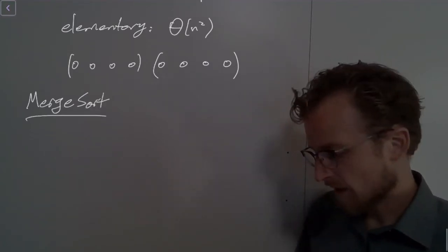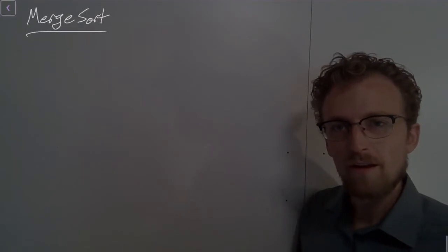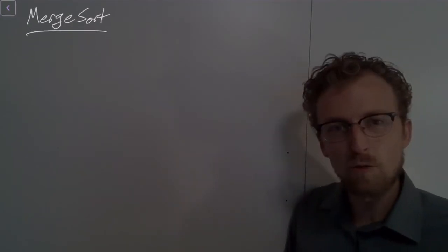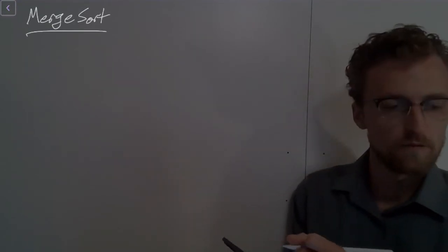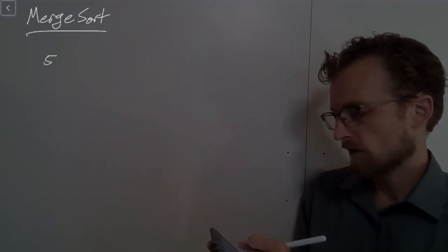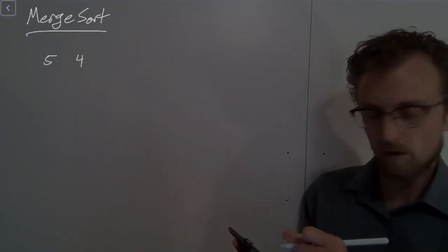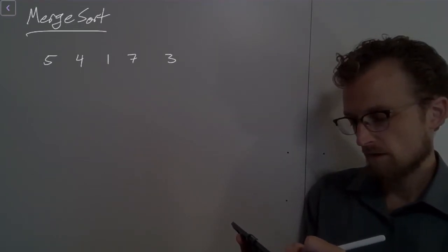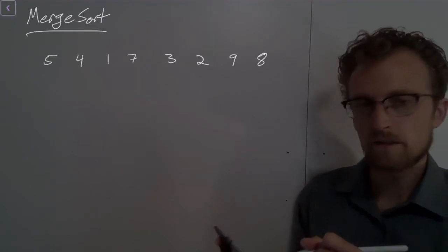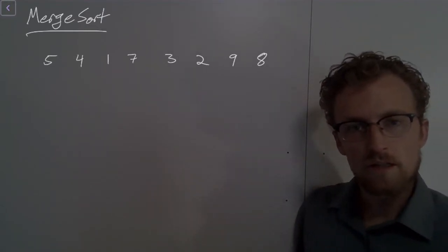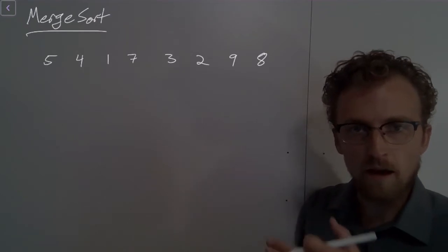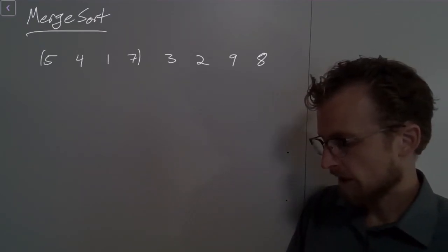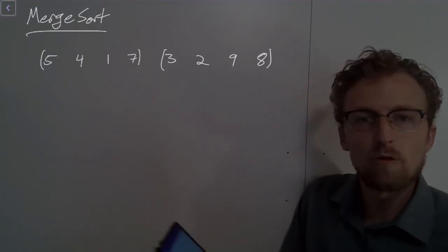As the name implies, the key operation in merge sort is merging. And so this is sorting by merging sorted arrays. Here's the notion. I'm just going to work through one full run of merge sort, just for your benefit. So suppose I have an 8-element array: 5, 4, 1, 7, 3, 2, 9, 8. What merge sort will do is cut this array in half, or as near to in half as it can get. So it'll cut it into these two pieces, and then it will recurse.